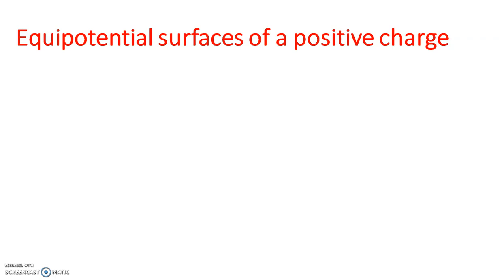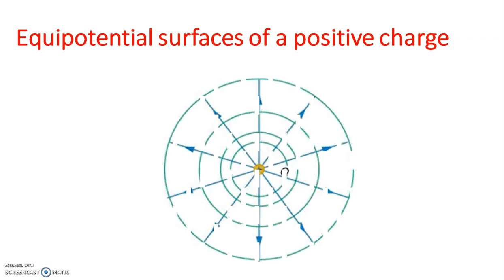Now we'll see different shapes of equipotential surfaces. First one, we'll see equipotential surfaces of a positive charge. So positive charge is there. Here you can see that equipotential surfaces are spherical. These arrows show the electric field lines, and these spheres show the equipotential surfaces. Is it clear? So if it were a negative charge, what do you have to do? Similar equipotential surfaces you have to draw, but only one thing is that electric field lines you have to show inward.